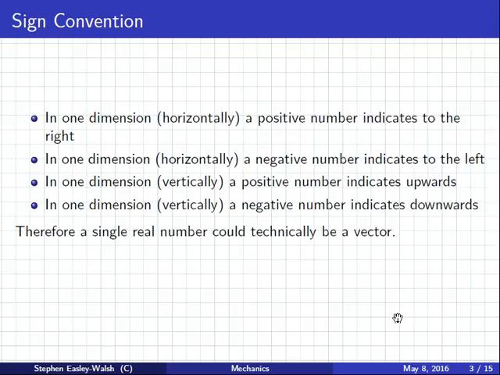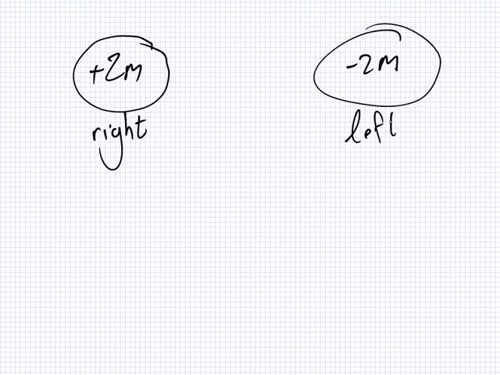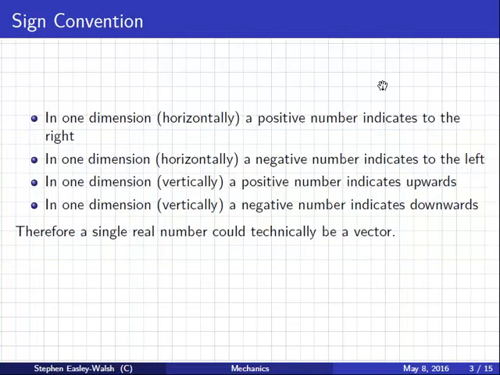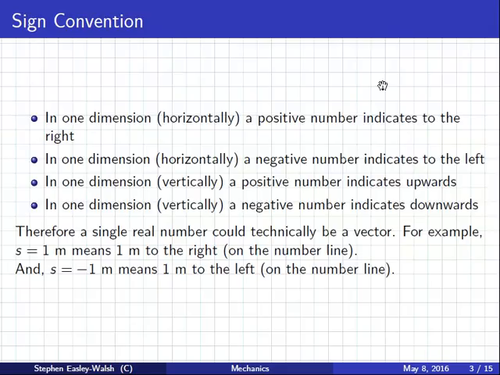So therefore, a single number could actually be a vector, because if I said to you 2 meters, or I said to you minus 2 meters, even though it looks like there's no direction, I'm actually meaning that it's going to the right, and here that it's going to the left because of the minus. So it kind of has a direction, okay? But we said that already. If I said s equals 1 meter, that means 1 meter to the right, and if I said minus 1 meter, that is 1 meter to the left.